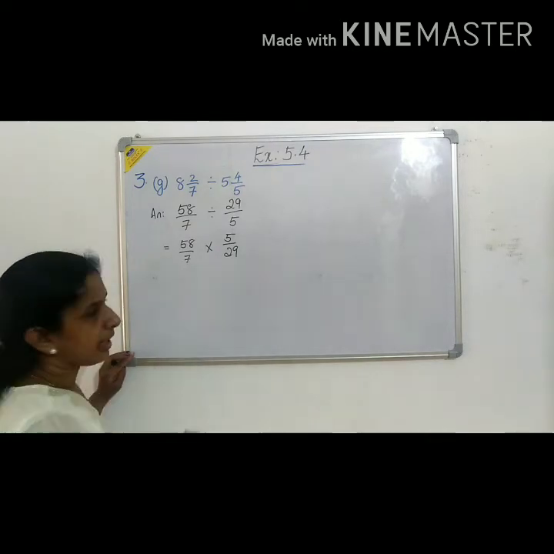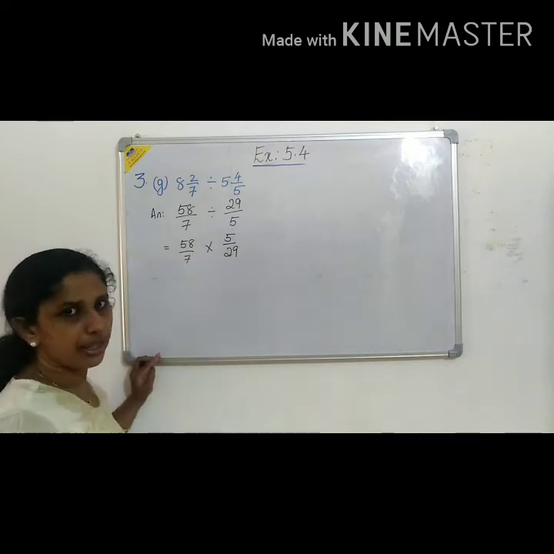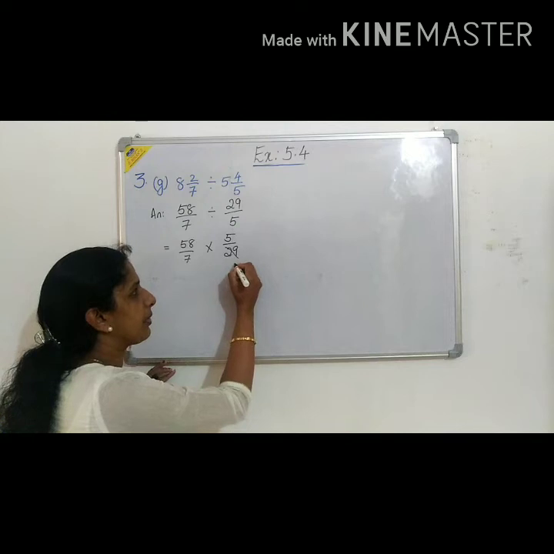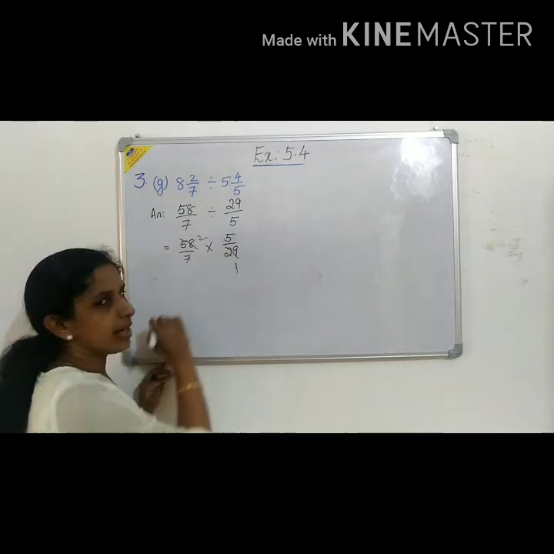Now which one can we cancel here? 5 and 7 we couldn't cancel. 29 and 58 we can cancel by 29. So we are cancelling 29 by 29, 1. 2 29s are 58.